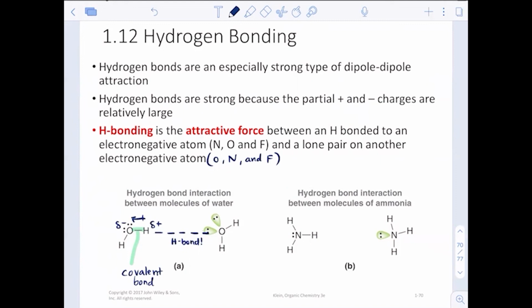It signifies that there is a super dipole, but it needs a lone pair of an oxygen, nitrogen, or fluorine to go with it. All right, another one, delta minus on nitrogen, delta plus on hydrogen, attracted to the lone pair of another. There is the H bond. Excellent. Wonderful.